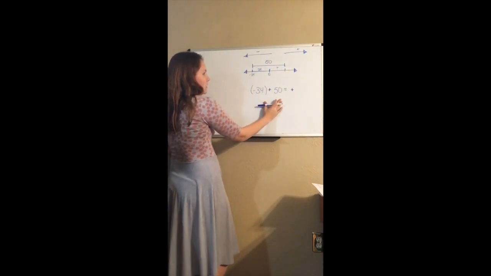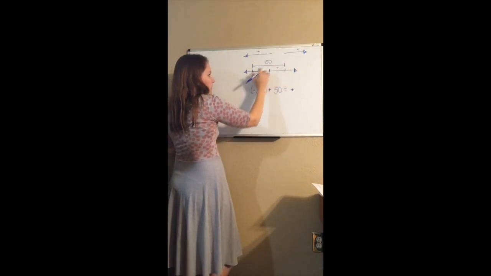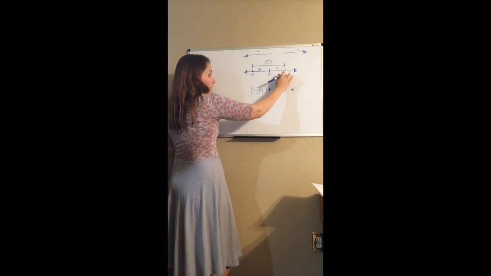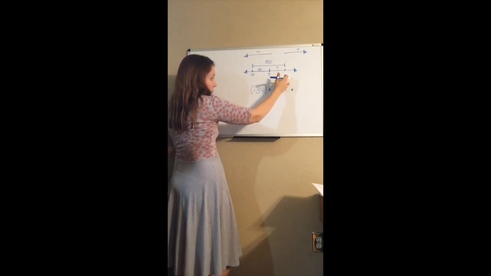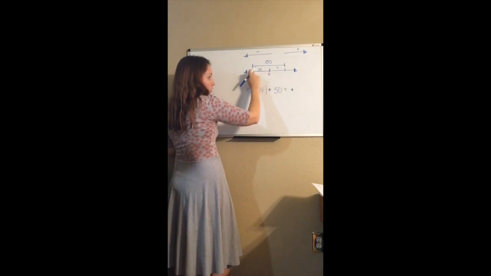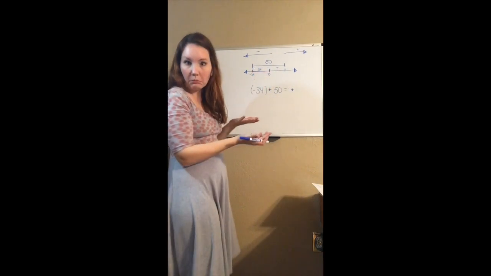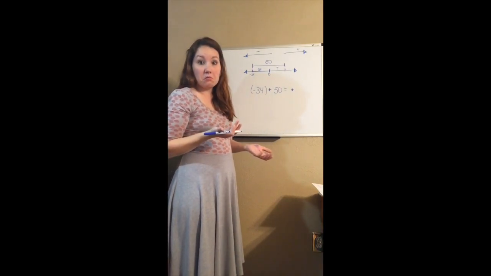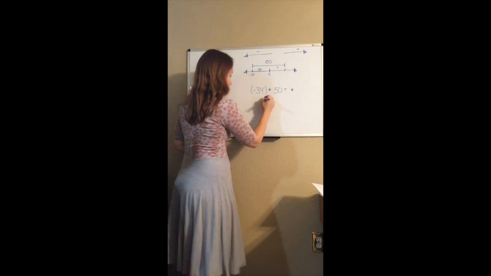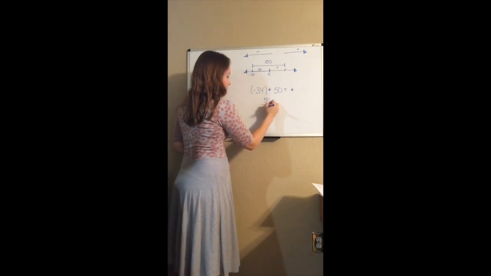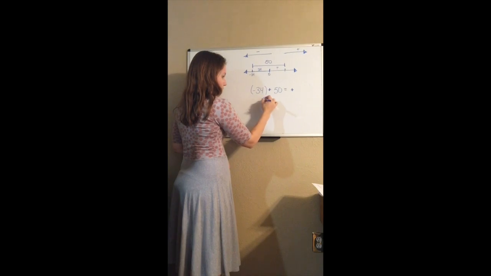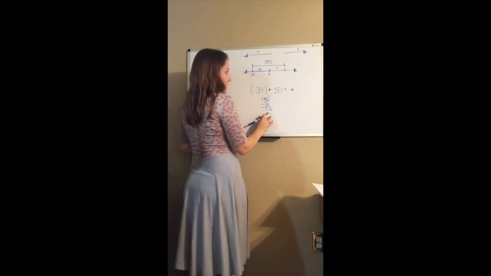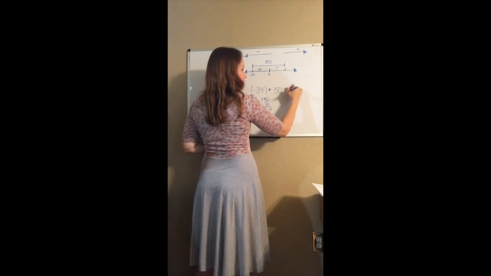So I'm looking at this. We know this whole thing is 50, from 34 to wherever we end up, our answer. And we know it's 34 from negative 34 to 0, right? That makes sense. I'm going to subtract those two numbers. Same thing as the last one, 50 minus 34. All right, we're going to borrow. 10 minus 4 is 6. 4 minus 3 is 1. 16, positive 16.